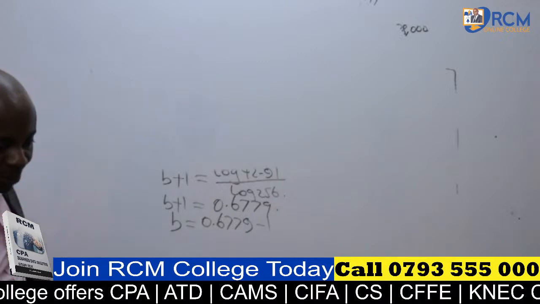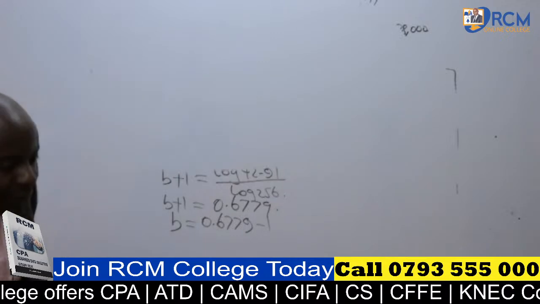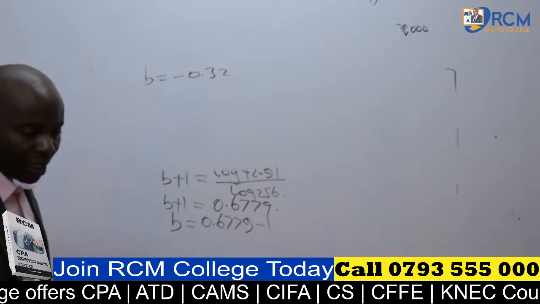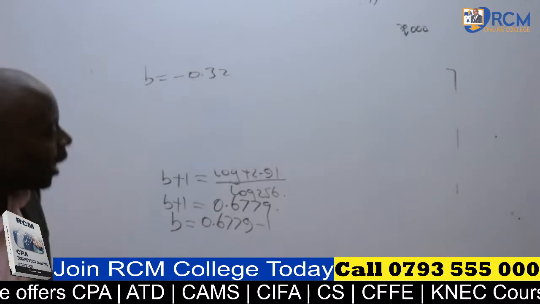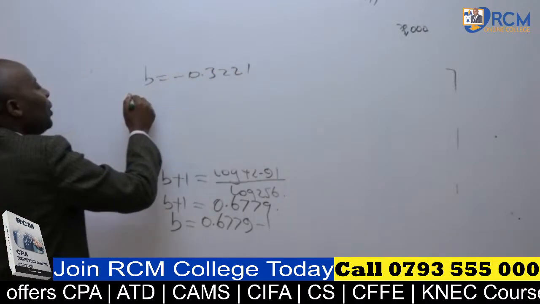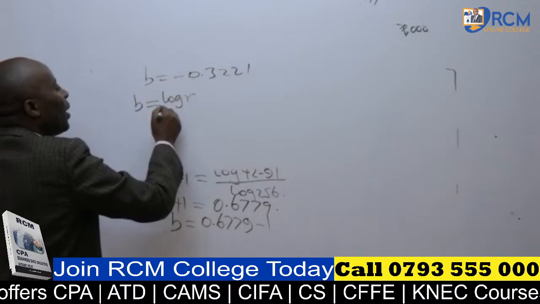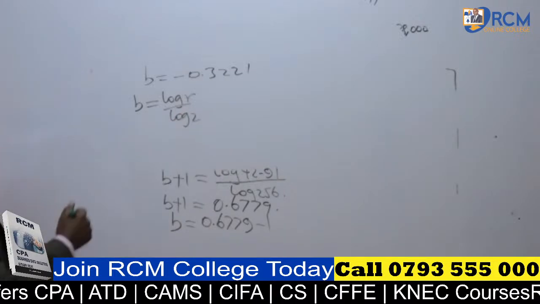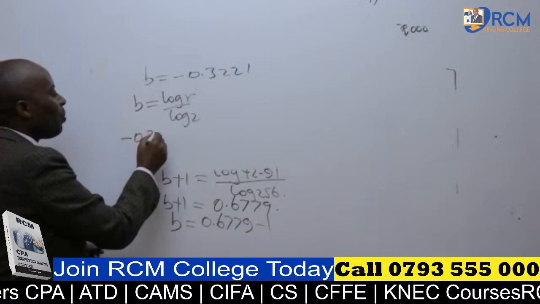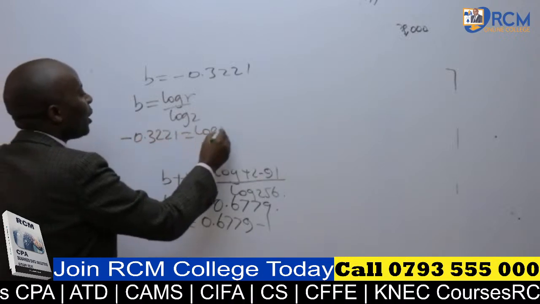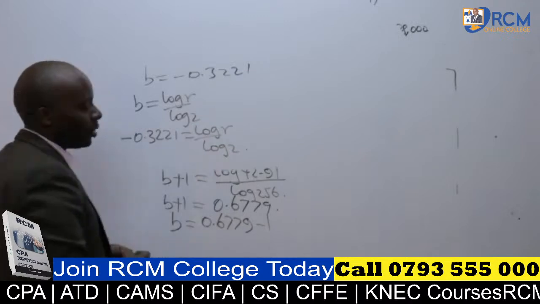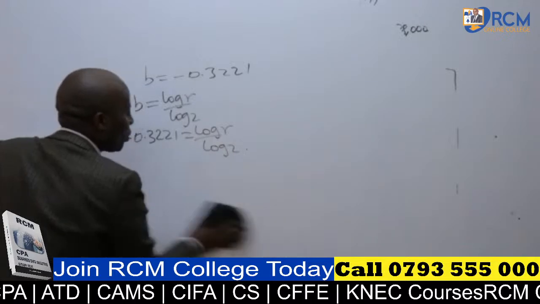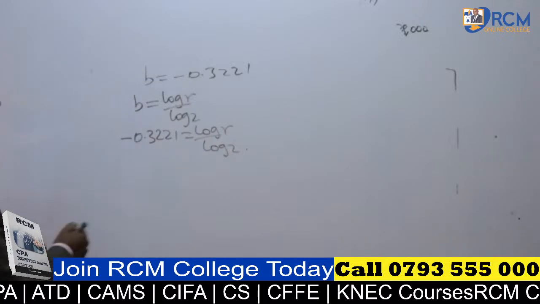So B will end up giving us, from Peter, B is minus 0.3221. Thank you very much. And we know one fact, that B is logarithm of R over logarithm of 2. So the B that you're giving me here is minus 0.3221 equals log R over log 2. Now make log R the subject of the formula.